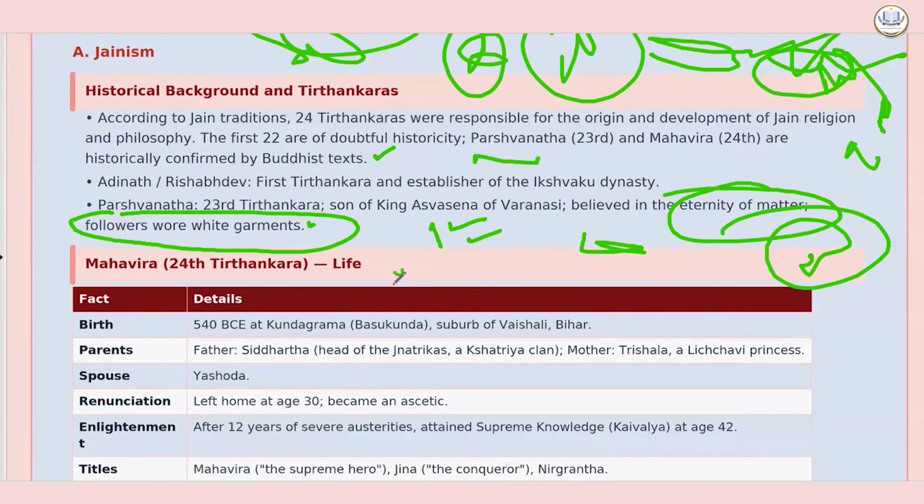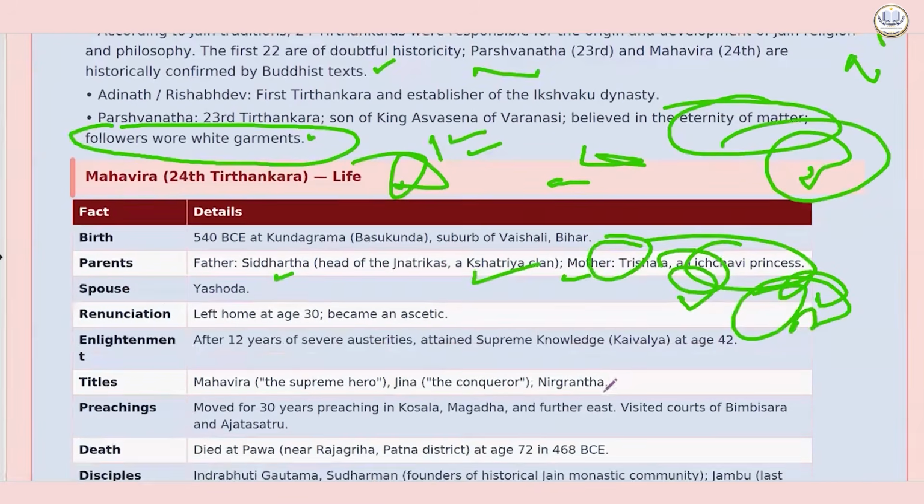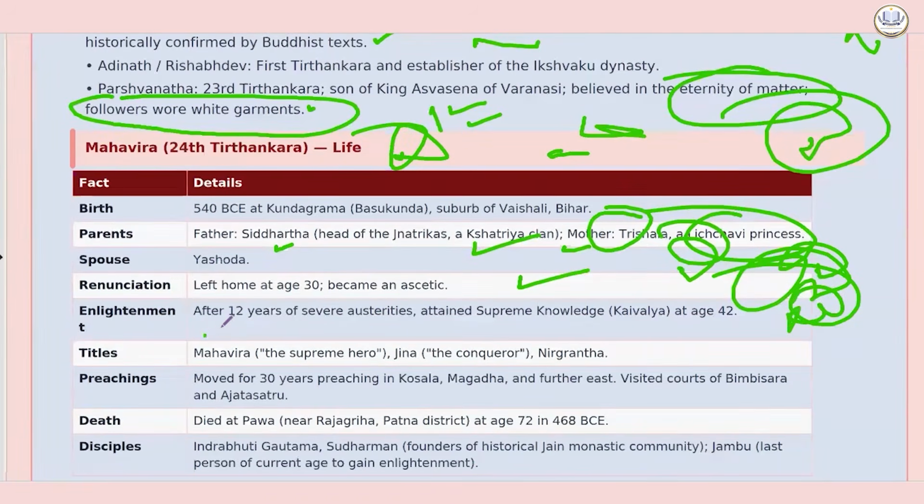So he was born in Kundagrama, a suburb of Vaishali, Bihar. His father was Siddhartha, head of the Jnatrika clan, a Kshatriya clan, and his mother was Trishala, a Lichchhavi princess. His spouse's name was Yashoda. He left home at the age of 30 years. After 12 years of severe austerities, he attained the supreme knowledge that is known as Kevalya. He took the titles of Mahavira, the supreme hero, Jina, the conqueror, and Nirgrantha.